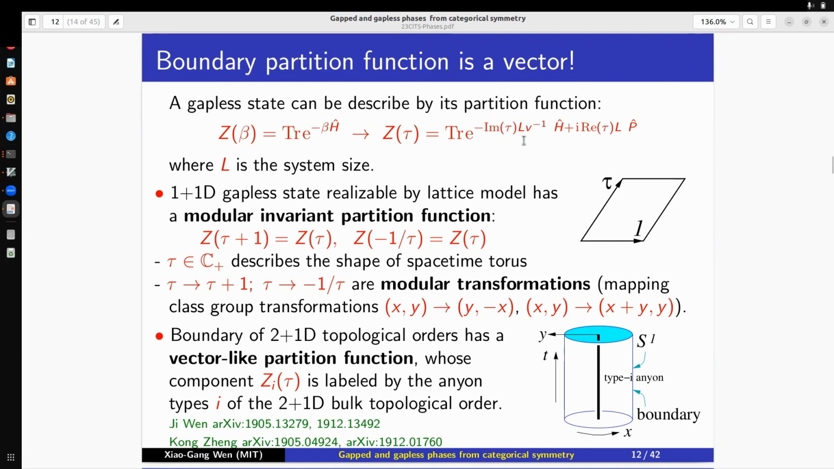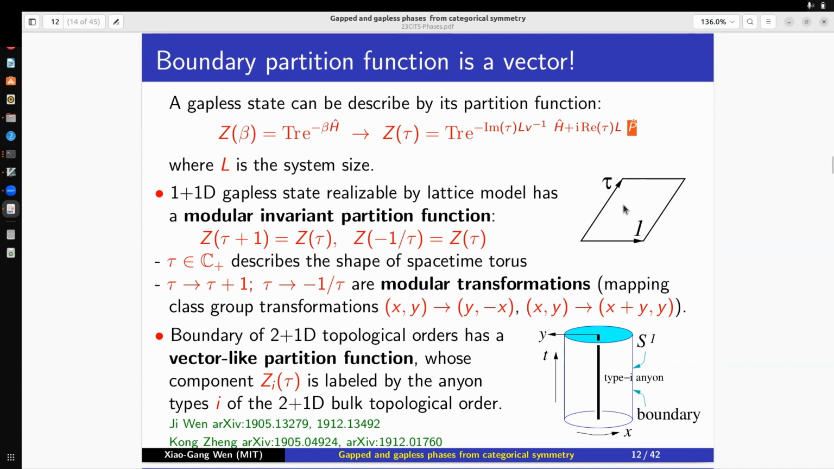So this L is the system size, and the imaginary part of tau is like a beta. Then also add this momentum operator. So before we take the trace, we also do a translation. Then we take a trace. Okay. So we can get this more general partition function, a tau-dependent partition function. The tau is like a generalized beta, but with momentum. So in field theory, this partition function is like a path integral in this kind of parallelogram space-time. Yeah, this space-time shape.